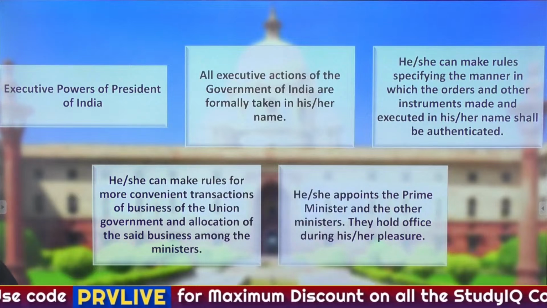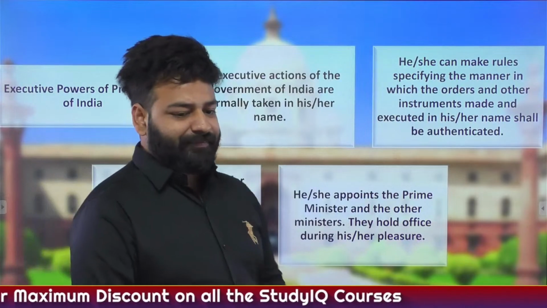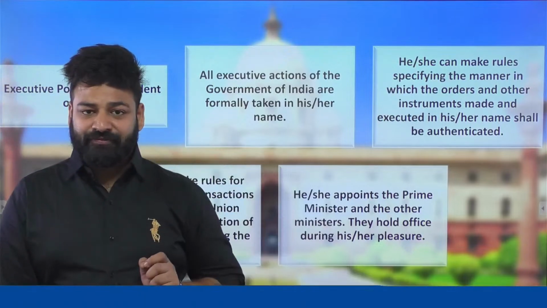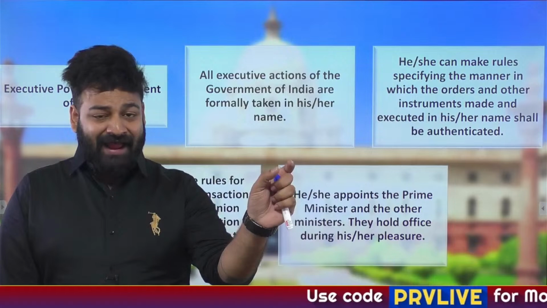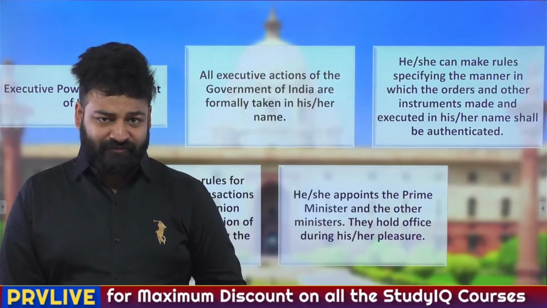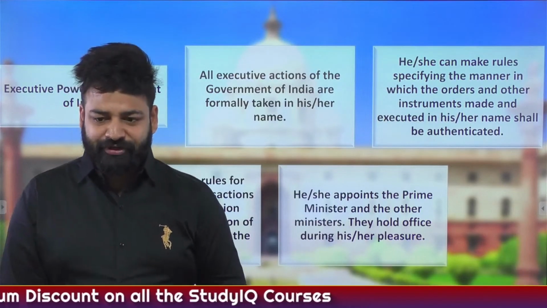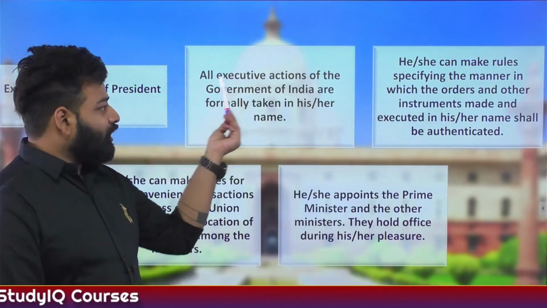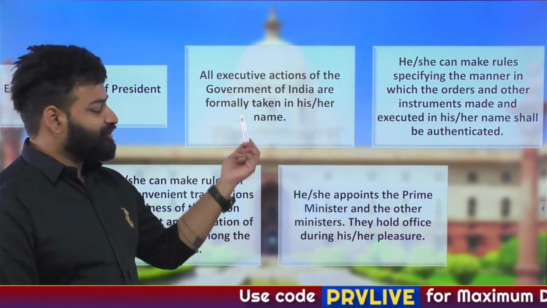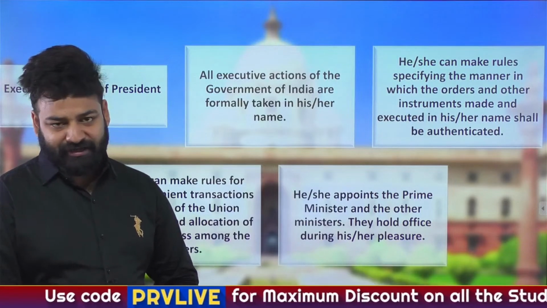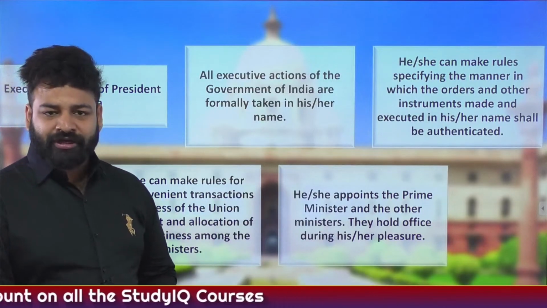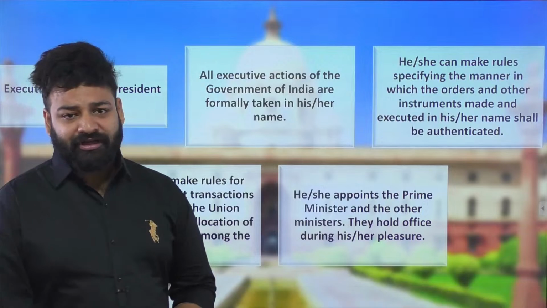When we talk about executive, the President is not the real executive in actual terms. The real executive power lies in the hands of the Union Council of Ministers, but it is exercised in the name of the President, under Article 74 once again. All executive actions of the government of India are finally taken in his or her name, that is, the President of India's name. Presently it is Honorable Draupadi Murmu ma'am. So in her name, all the executive actions of the government of India are taken.